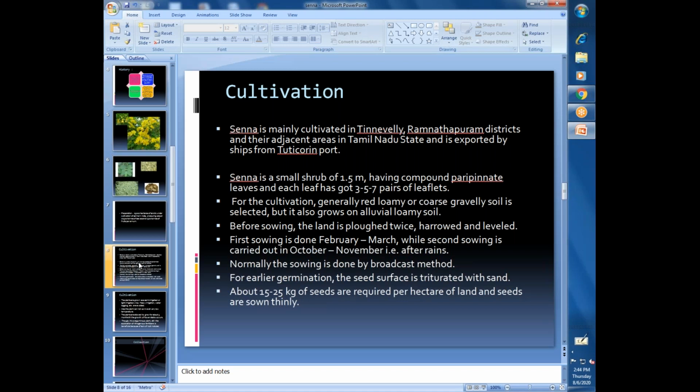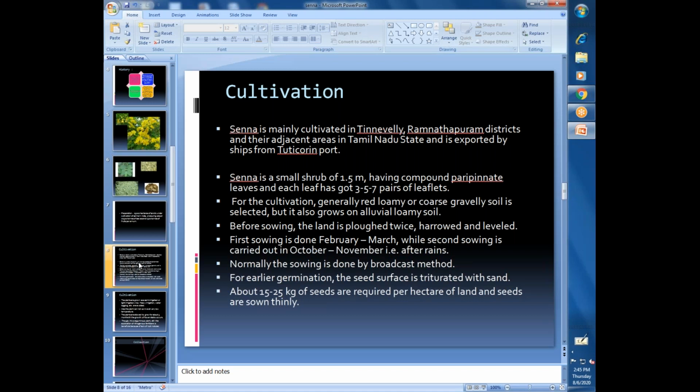Coming to the cultivation of Senna, Senna is mainly cultivated in Tinnevelli, Ramanathapuram districts and their adjacent areas in Tamil Nadu state, and it is exported by ships from Tuticorin port. Senna is a small shrub which grows around 1.5 meters, having compound paripinnate leaves, and each leaf has got 3 or 5 or 7 pairs of leaflets.